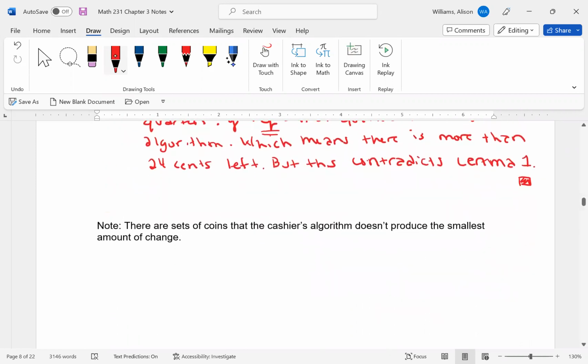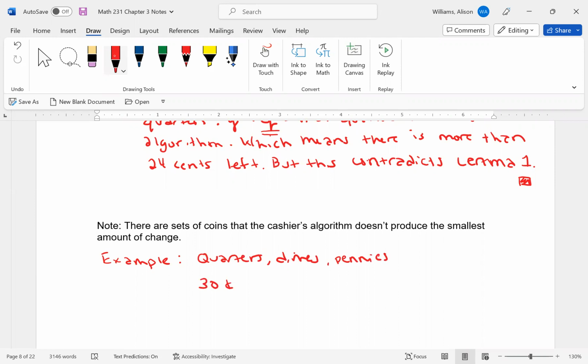Now, I did say this earlier, but if you alter the coins you're looking at, it's not going to give you the smallest coins possible. So if you're not using quarters, dimes, nickels, and pennies, it's not going to always work. So for instance, let's say we want to use quarters, dimes, and pennies. No nickels. So I'm skipping nickels. All right. And I want to make the least amount of change for 30 cents.